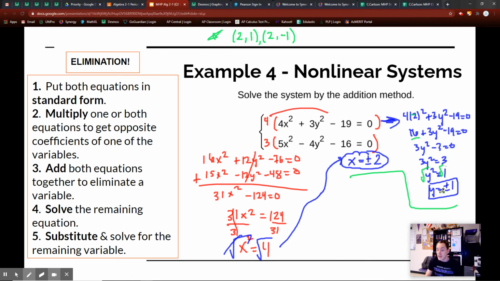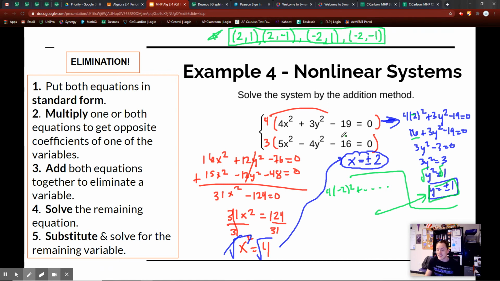Does anything change at all? No. If I plugged in 4 times negative 2 squared plus blah, blah, blah, I still get that, which means I plug in a negative 2 for x, I get another positive 1. I plug in a negative 2 for x, and I get not just positive 1, but minus 1, which means these are my final answers. I know, it kind of seems ridiculous, right?